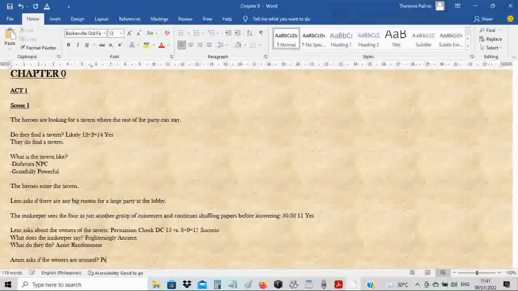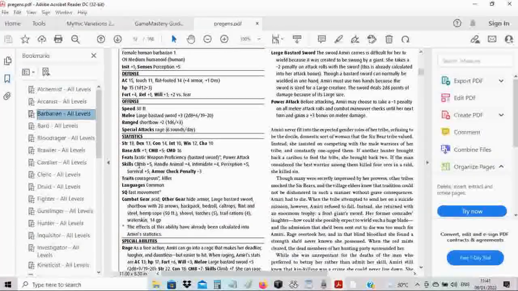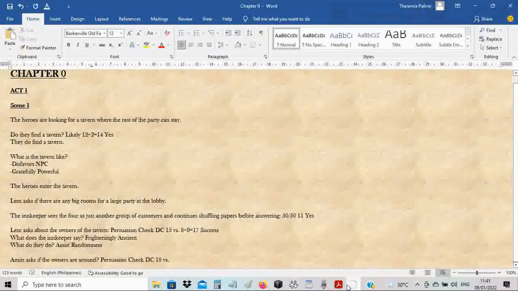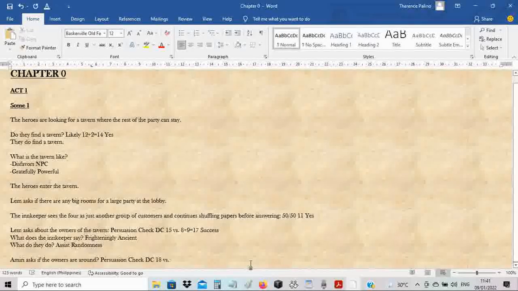So again, she'll make a persuasion check as well. But it'll be harder because maybe the innkeeper doesn't trust her. And it's a little bad for her because she doesn't have any bonuses for diplomacy. So away we go. 27. Failure.